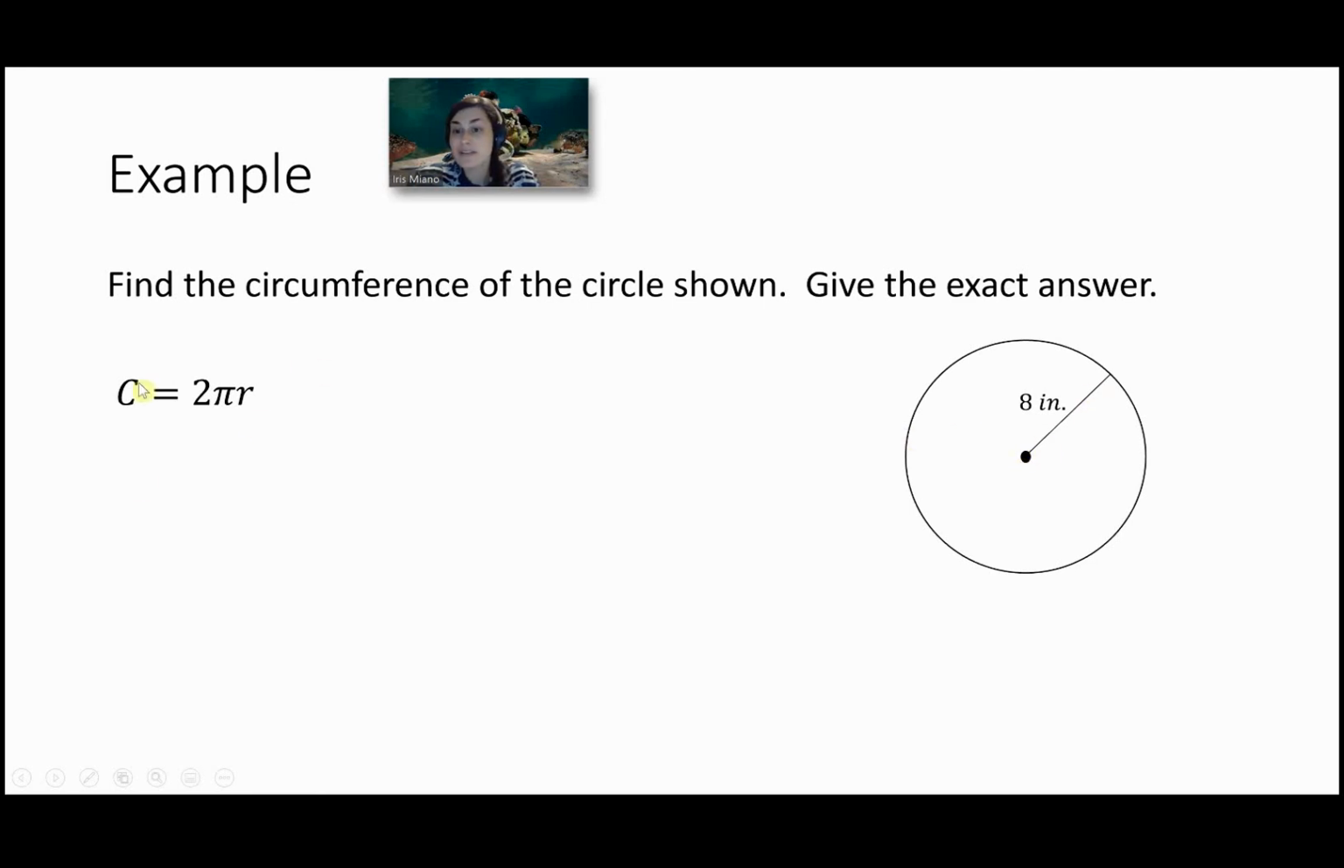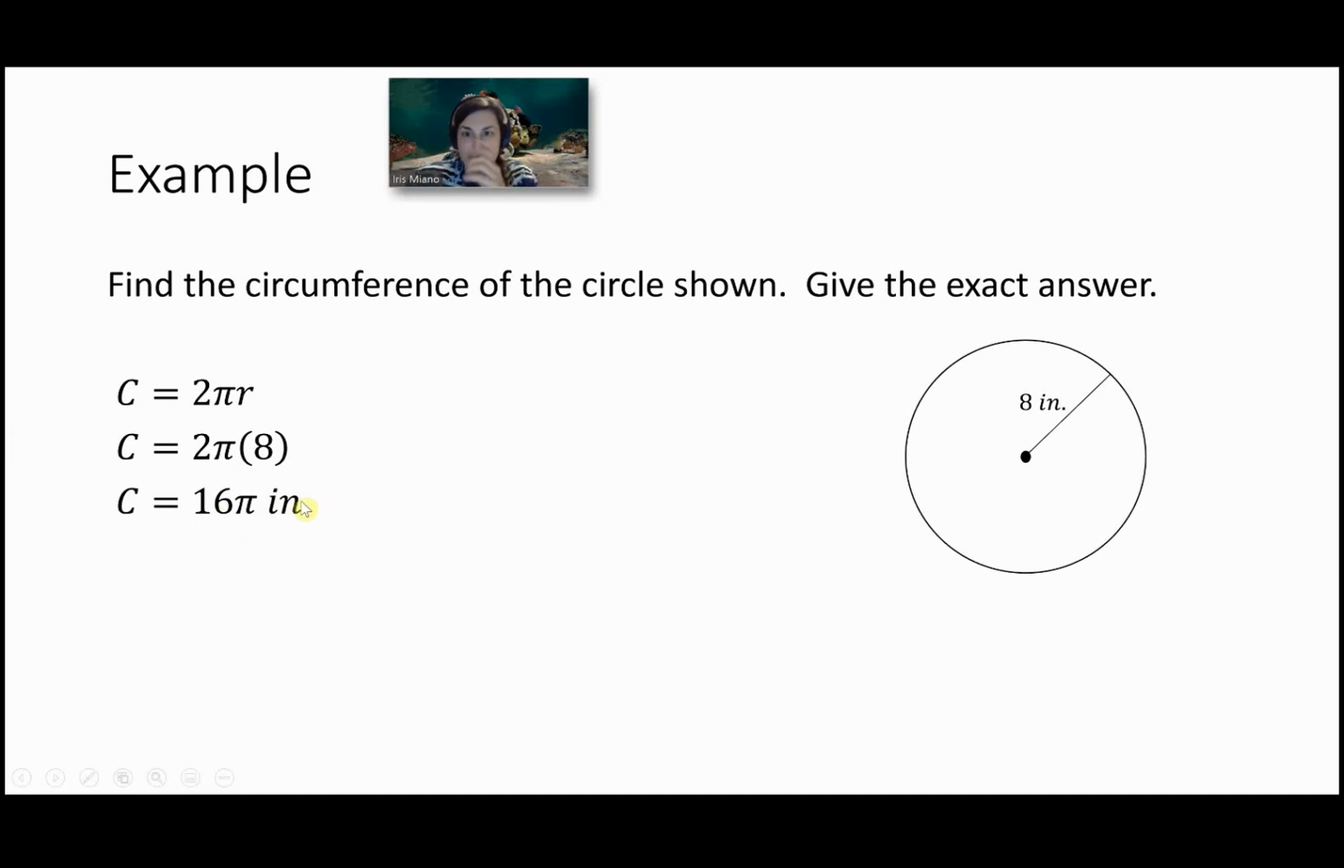So I want to use the 2 pi r version of the circumference formula. So I'll just plug in an 8 for my r. I'll multiply the 2 and the 8 together, and pi is just going to come along for the ride in the back end. Okay, so that's how I'll get my final answer of 16 pi inches.